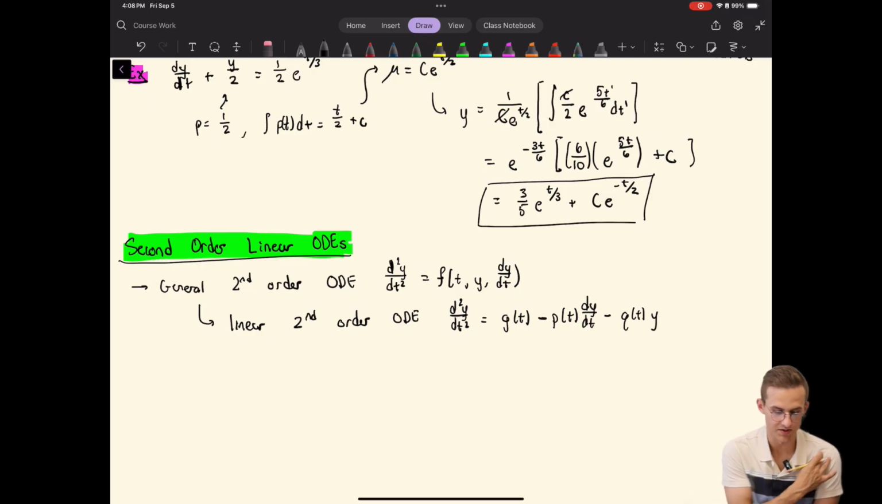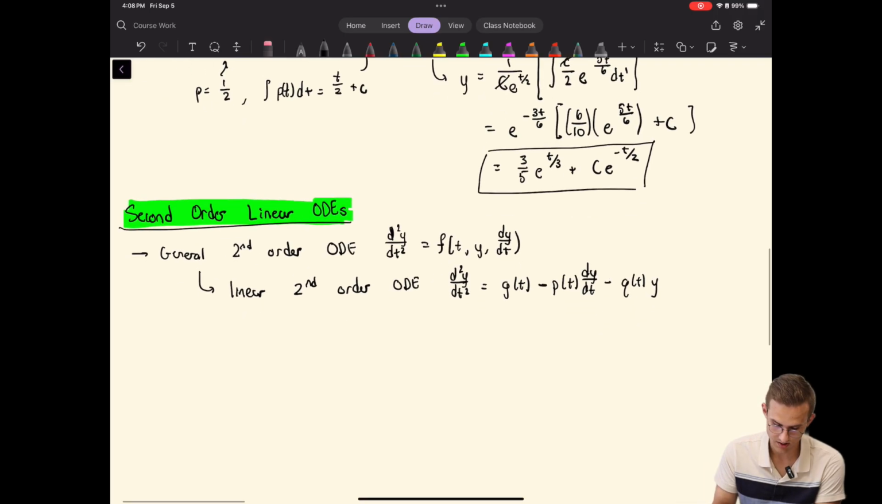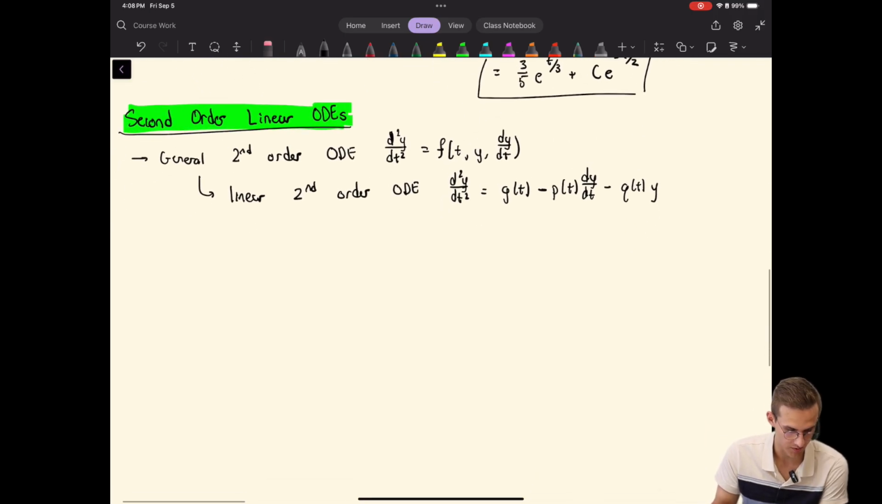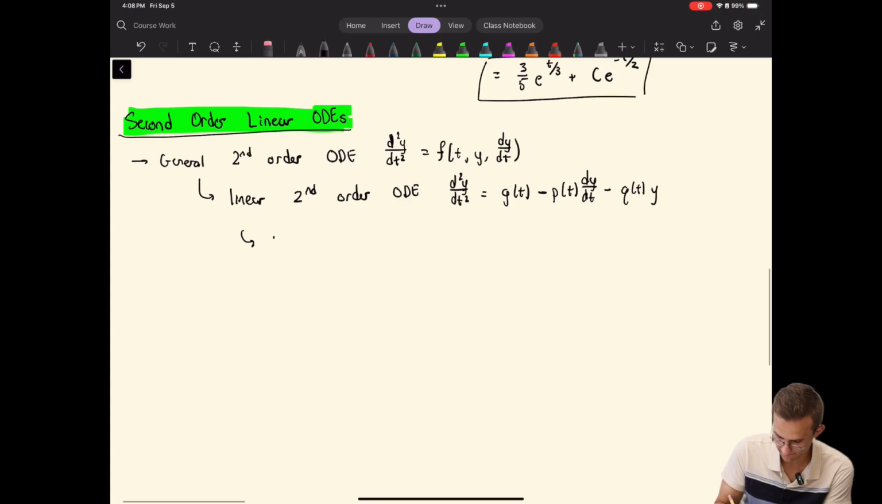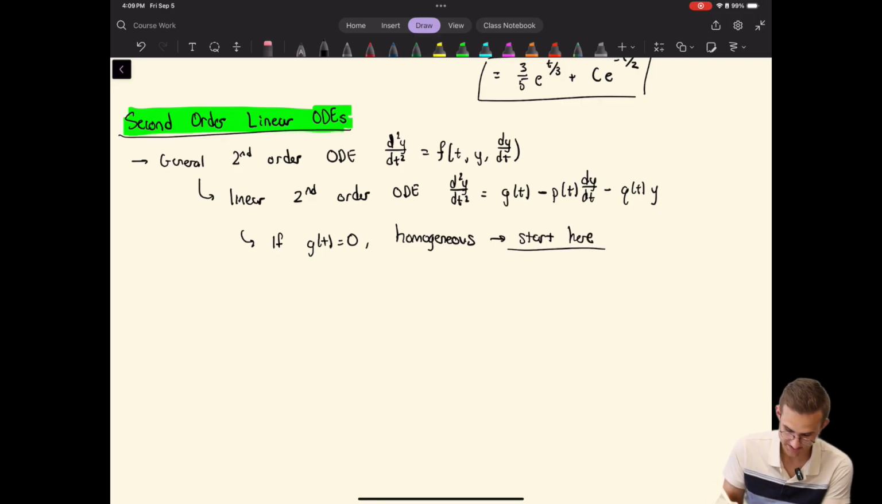The minus signs here are just so that you have all the dependent variables on one side of the equation being positive. It's really just a convention. It's not important. You can absorb those minus signs into those functions if you like. And then if g of t is equal to 0, then it's homogeneous. And we'll go ahead and start here with a second order linear homogeneous ODE.